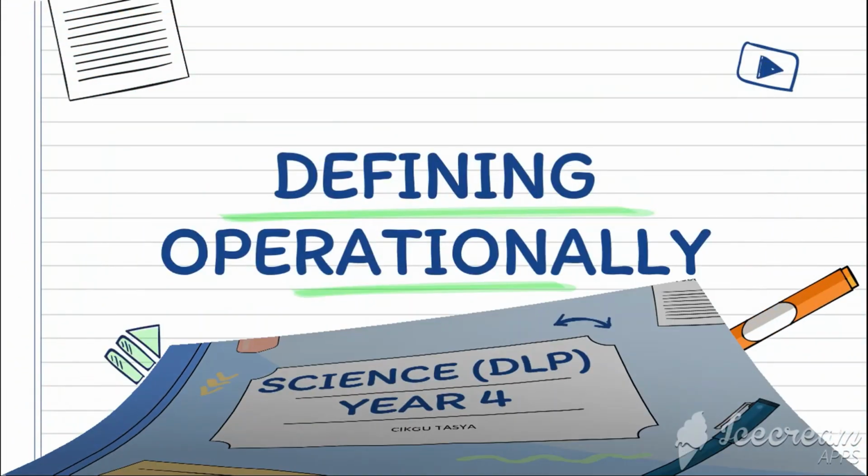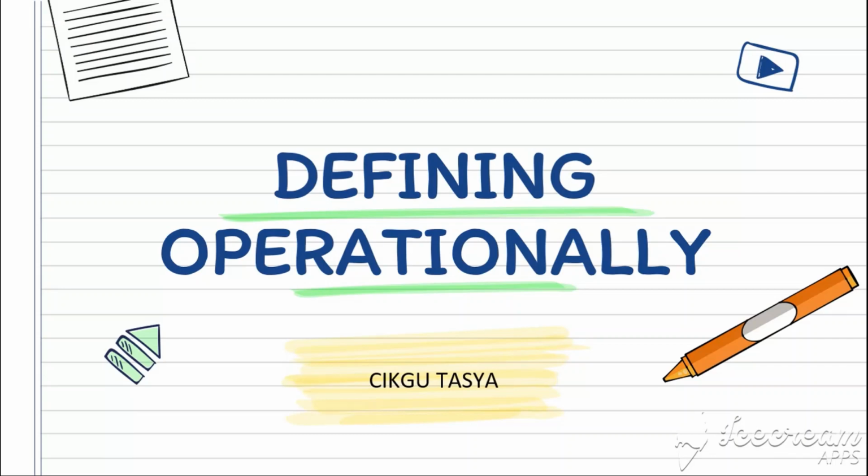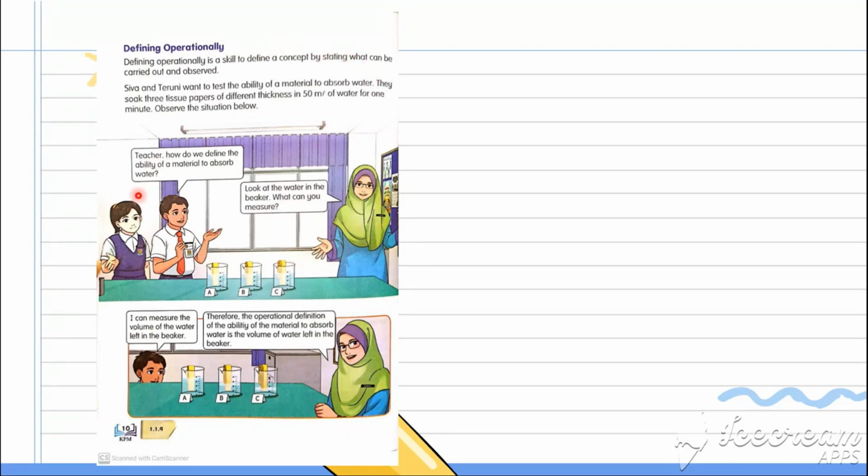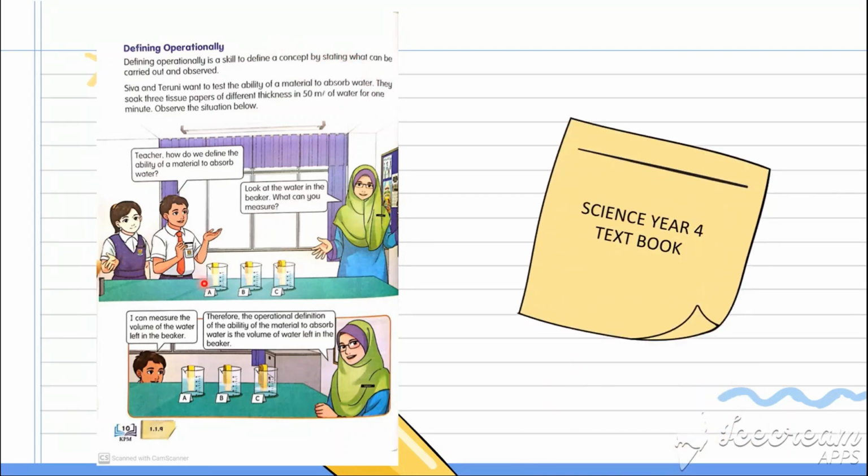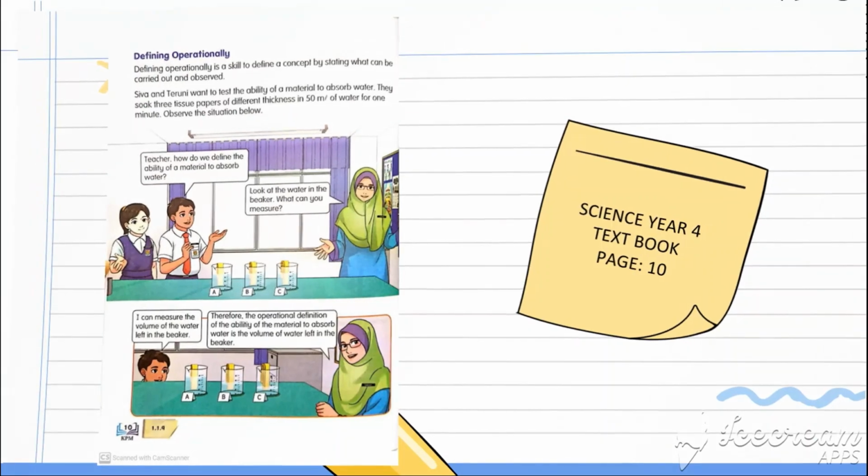Okay, so what we'll be learning today? We are learning defining operationally. Actually it's a bit tough topic to understand, but it is easy if you listen attentively. Okay, let's see. So this is your textbook page that I've taken for the revision. You can look at this page 10 in the Science Year 4 textbook.